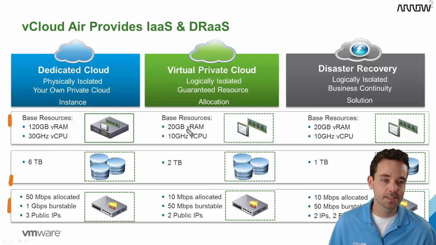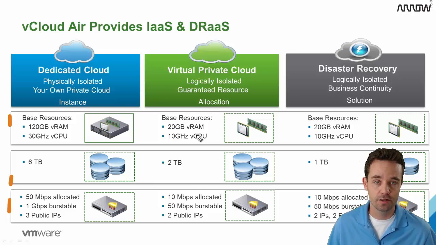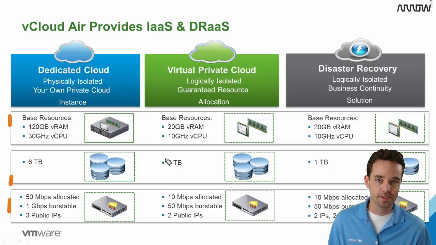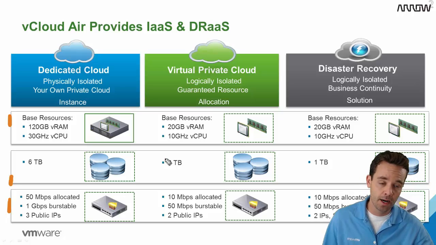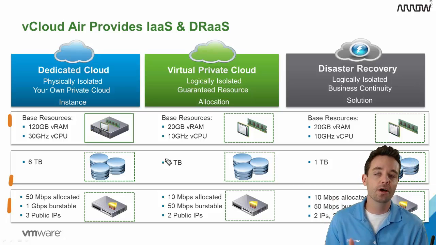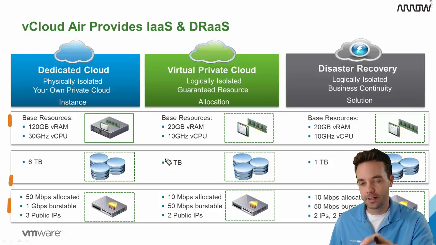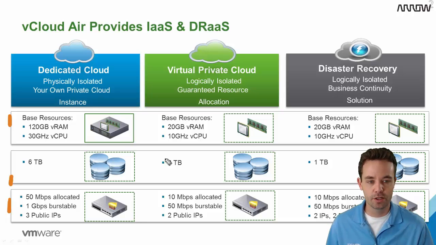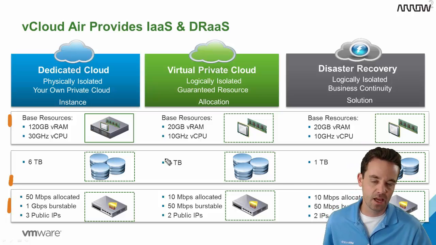Contrasting that with VPC and disaster recovery, where we're getting 20 gigabytes of VRAM for each of these and 10 gigahertz of vCPU. So you can see when you're working with customers, it's best to understand, at a high level, we're talking about dedicated cloud, VPC, DR. I think it's very simple, once we understand the customer's critical business issue, to see which bucket they really fit in. But then when we drill down a little bit more into these base resources, we start to understand what would be the difference. If this is for a production workload, is it something that really needs more resources, or is it something that we can use VPC for and scale as we go?